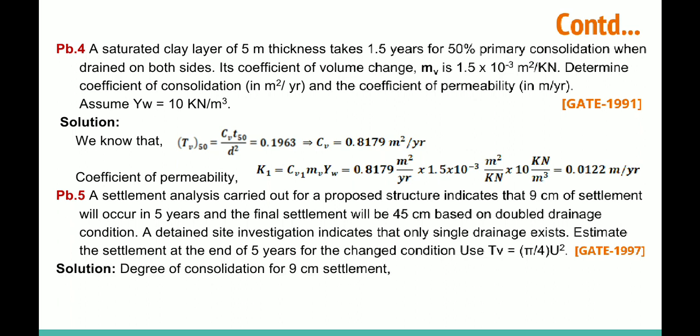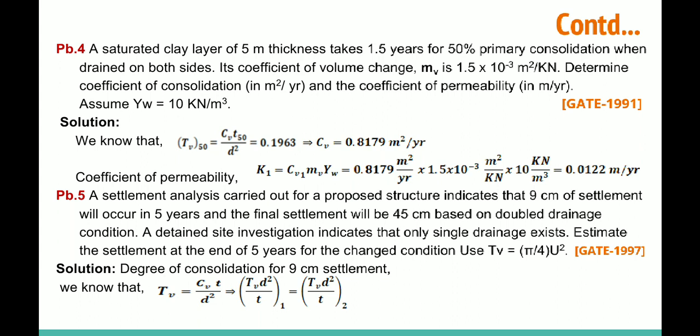So the degree of consolidation we can calculate for 9 centimeter. We have that equation: delta small h divided by delta capital H into 100. So 9 centimeter, total settlement is 45, so we got the 20% degree of consolidation. Now by knowing this value, we can calculate the time factor. We can use Cv into t by d square.